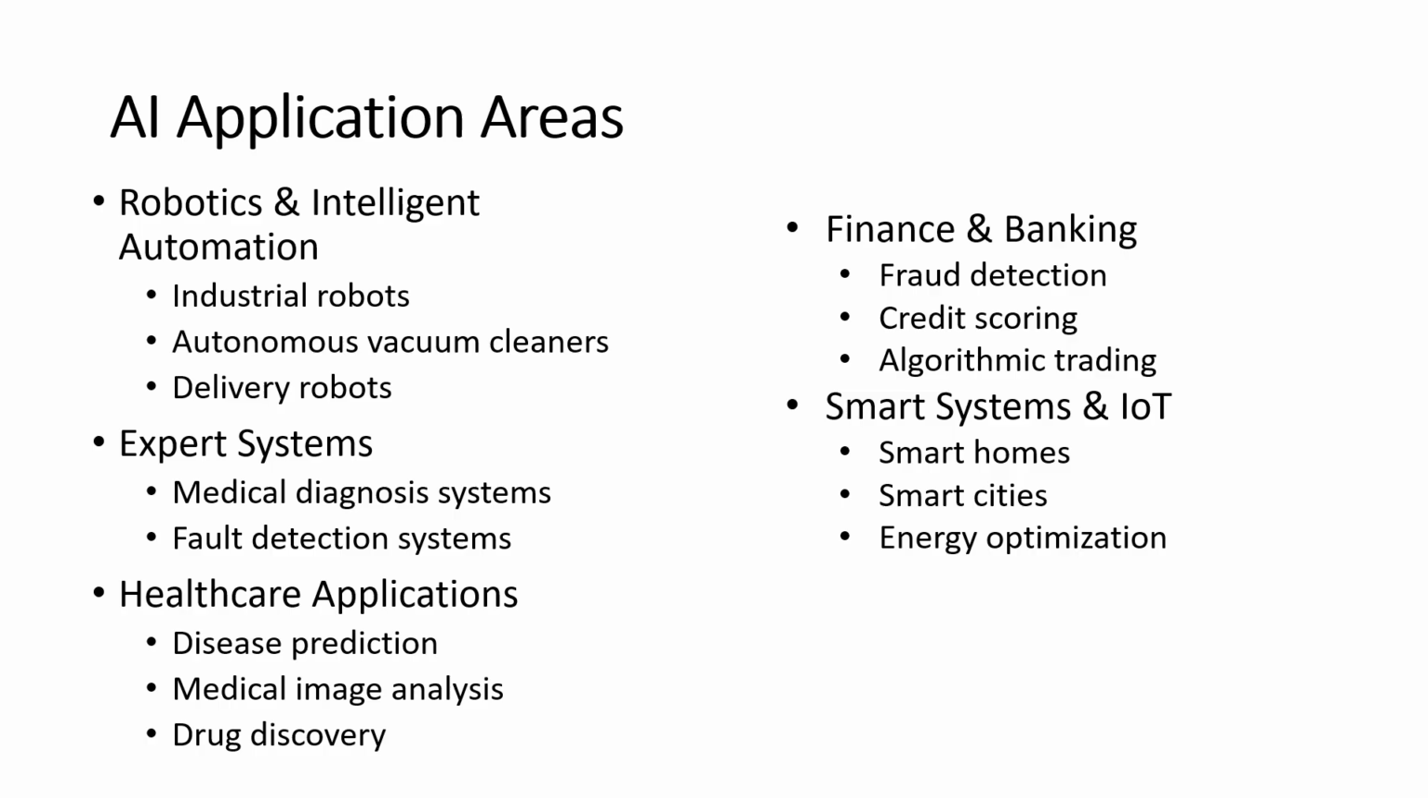Then the next application area is smart systems and IoT. Most commonly used AI, that is smart homes, smart cities, energy optimization, etc.